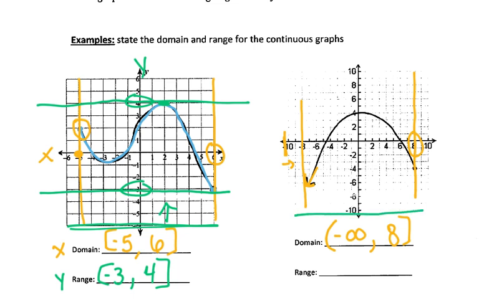For the range, you start at the bottom and you go up. But again, the first thing it hits is the arrow, which means you start at -infinity. And then we go up and it ends right here, which is at 4.